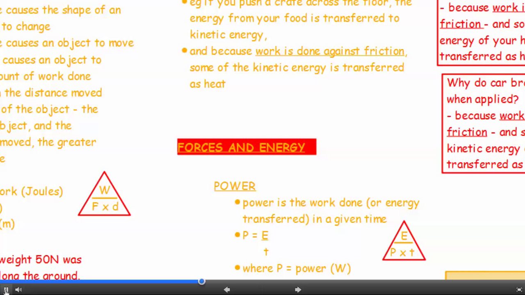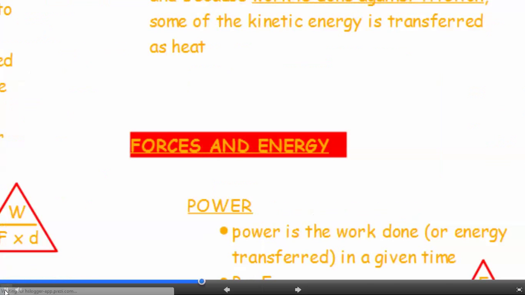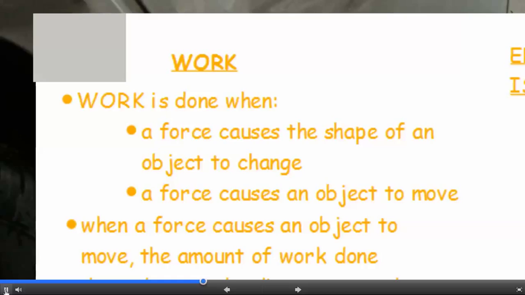Forces and energy. Now we need to talk about work for a while. Work, in a physics sense, is done when a force causes the shape of an object to change, or when a force causes an object to move.